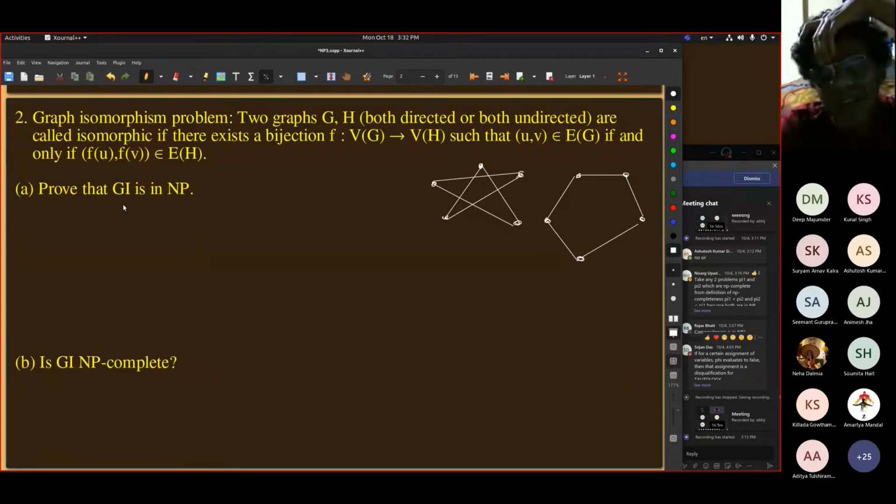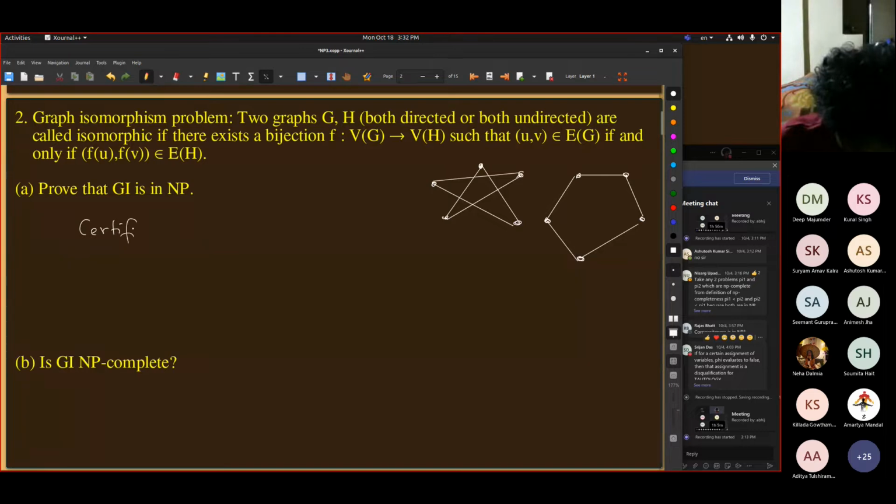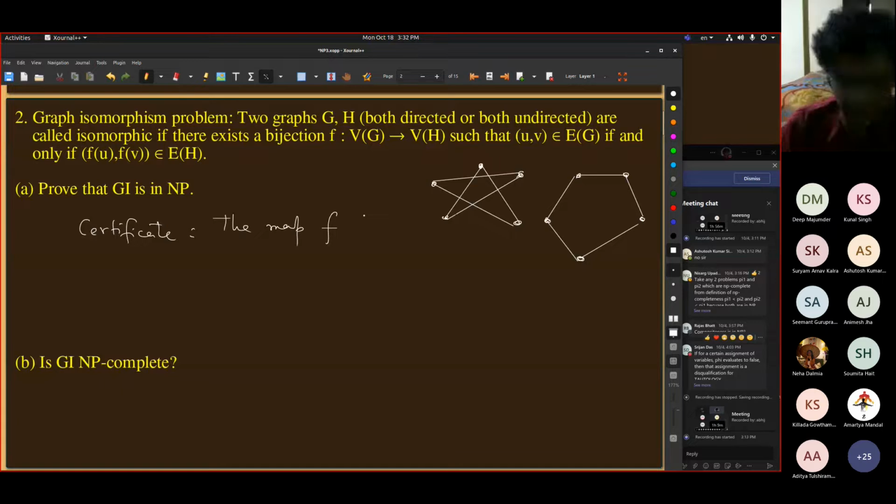So what is the certificate here? Another possibility is you can just propose a non-deterministic polytime algorithm. And we have seen that they are essentially the same. So what should be the certificate? The mapping. The bijection itself. Okay. The certificate is the map F. So its size is proportional to the number of vertices of G or H. That should be same.